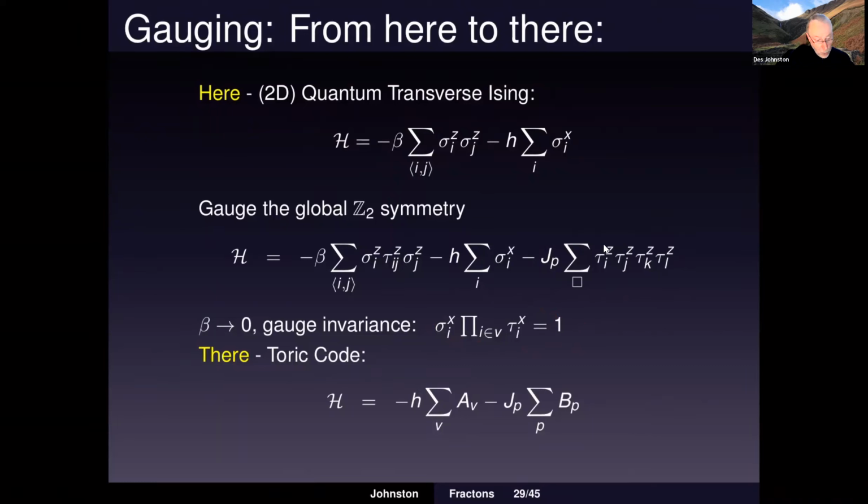So what? Well, if I have a look at the high temperature phase, is that right? Yeah, if I take T to infinity of this guy, this goes away, and I'm left with these two terms. For gauge invariant states, I can trade in the sigma x for a product of the tau x's, because sigma x, product of the tau x's, is equal to 1, Gauss's law. And what I'm left with is this, which is the toric code Hamiltonian. So the toric code Hamiltonian is hidden in Z2 lattice gauge theory, quantum lattice gauge theory.